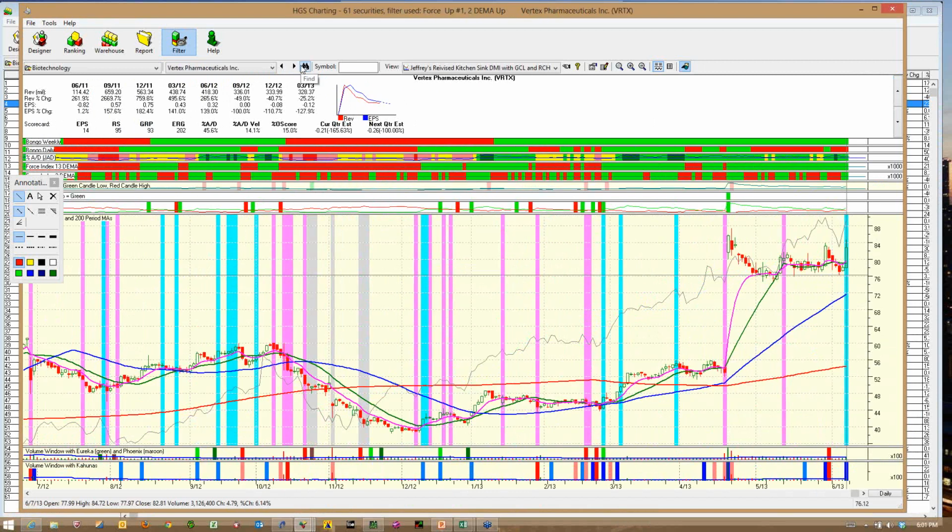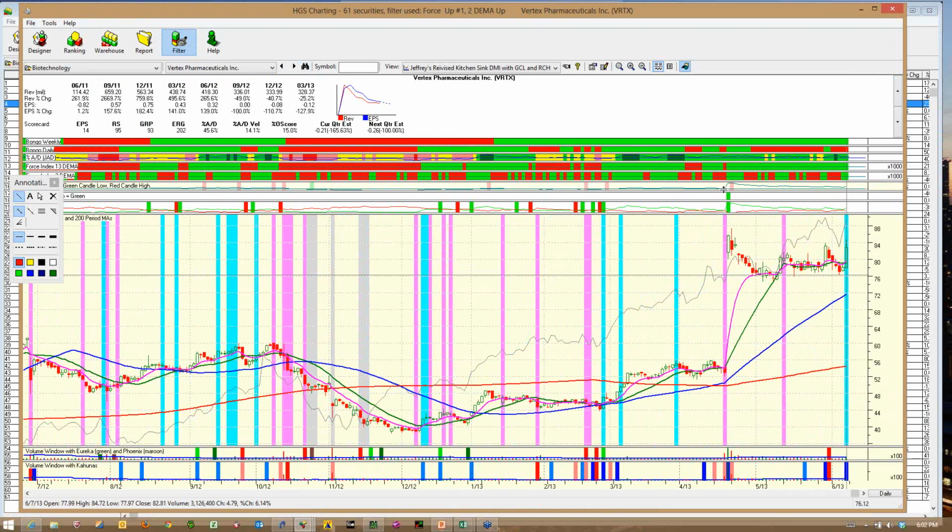Vertex did exactly what we thought it would do. Had a huge pop here on some cystic fibrosis data, and then did sort of a flag, has been trading sideways. I think this stock goes to $100. It had a pocket pivot on Friday, mostly green on the momentum indicators. Not at the top of the high jump bar. We'll come back to that in a second.